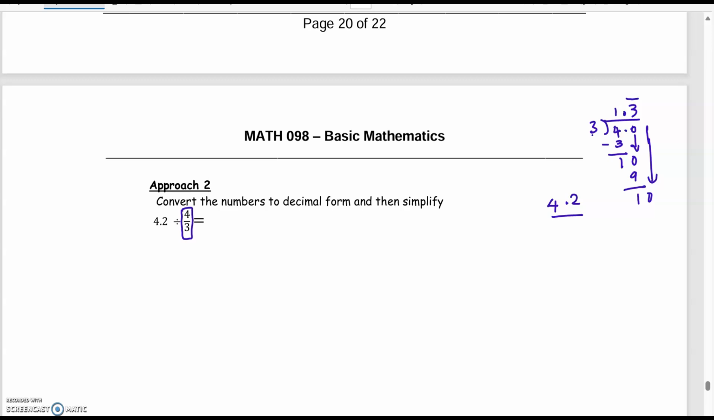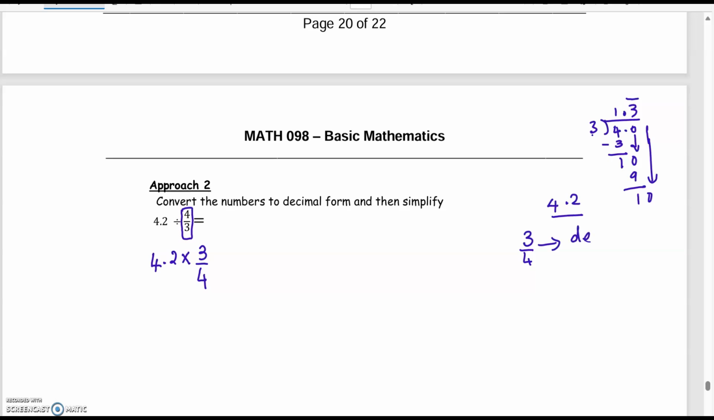So what we're going to do is first flip the fraction, 4.2, and then I go times 3/4. In the last method, what we did was we converted the decimal number to a fraction. Here we're going to convert the fraction to a decimal. 3/4 has to become a decimal.